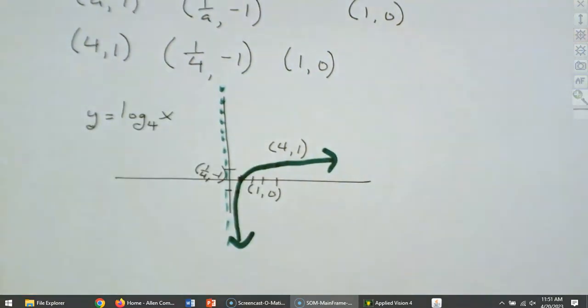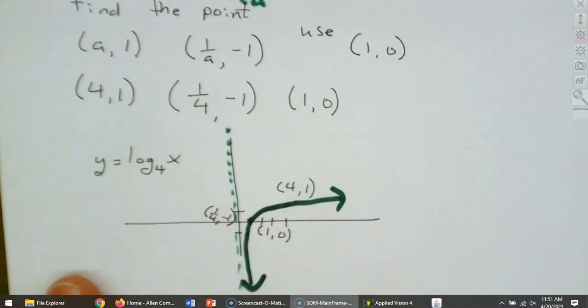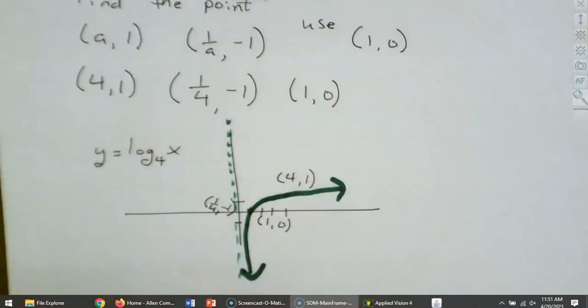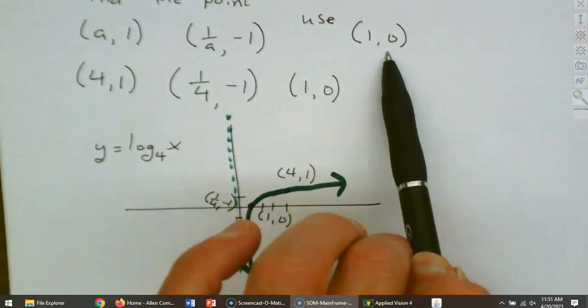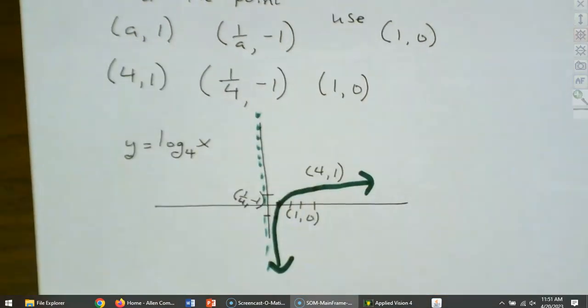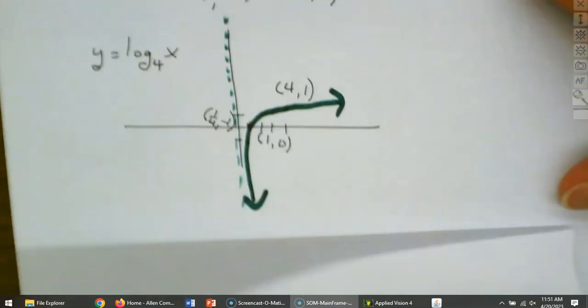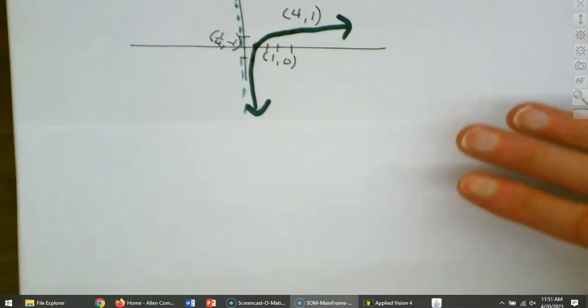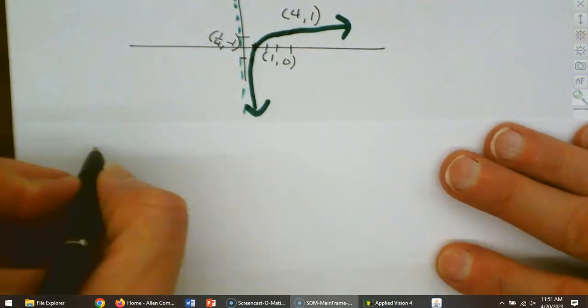So pretty simple. You just find these 3 points. This one's always the same. These change based upon the a. So let's graph another one.